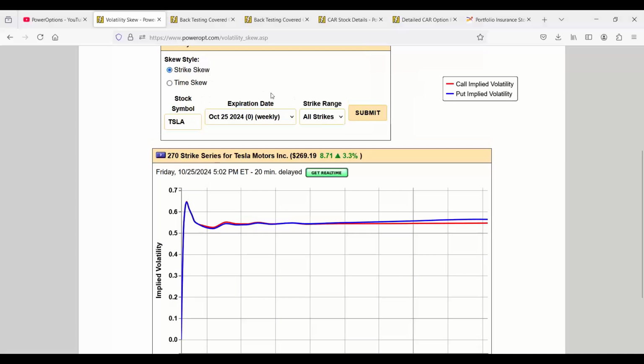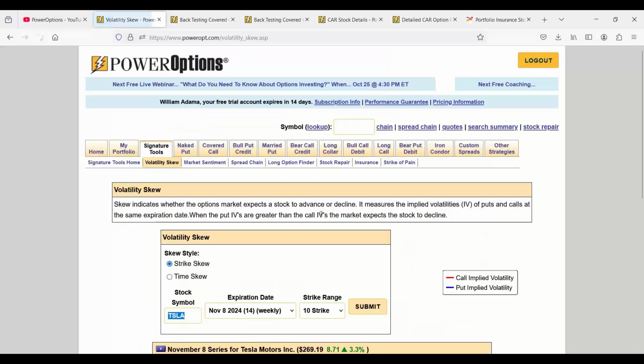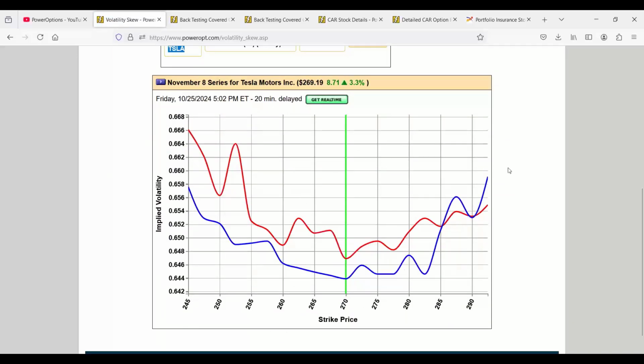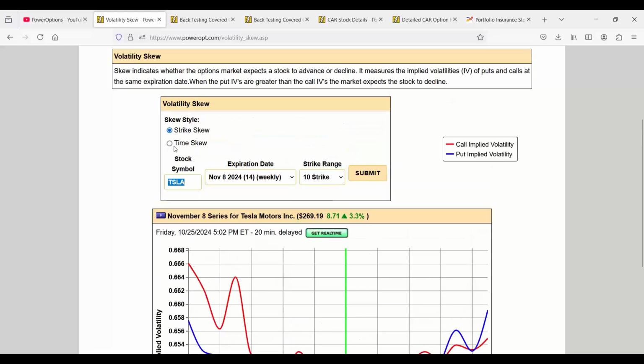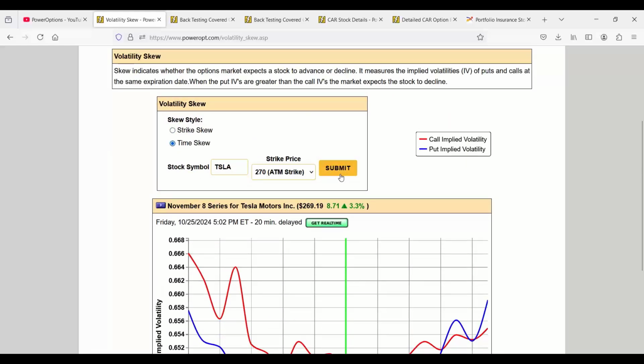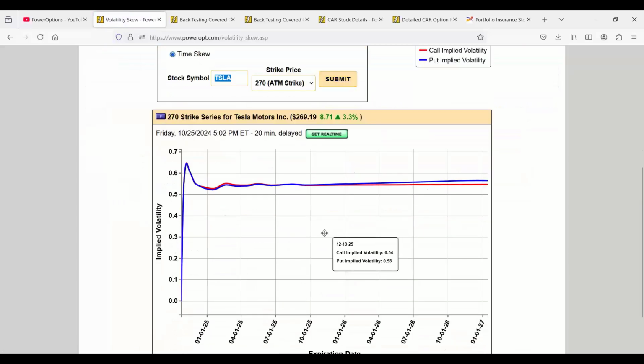Strike skew. Why would I use strike skew? The strike skew is commonly just used when I know I'm going shorter term, I'm going 14 days out, or if I want to just be 10 strikes out of the money, what does my volatility look like? Am I looking for that smile? Am I looking for that skew? I personally don't use it that way. I use the time skew more frequently. Why do I use the time skew?